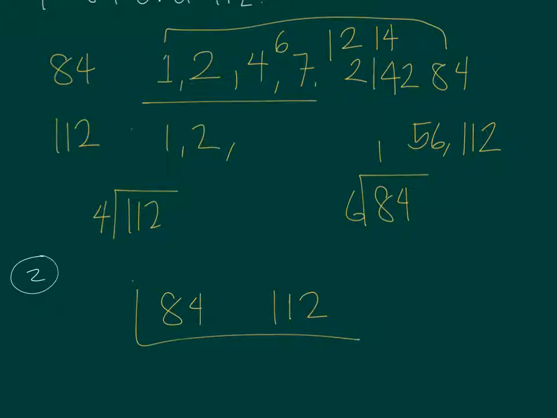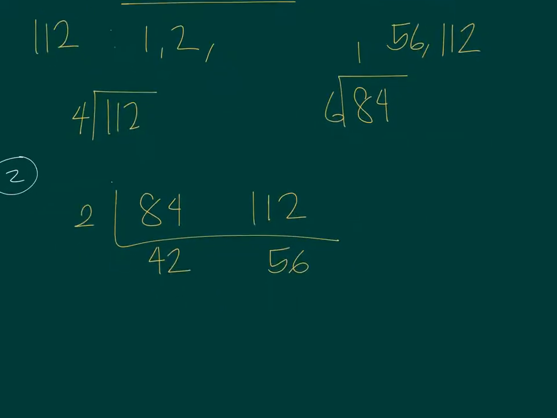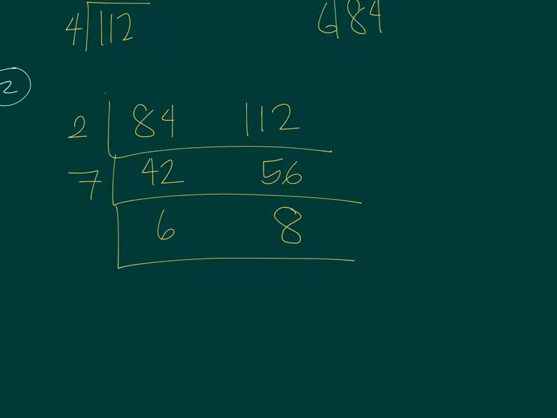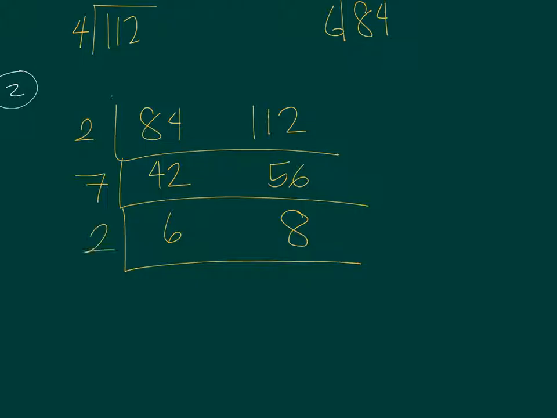So let's call this method number 2. We have 2 and we divide 84 by 2 is 42. 112 divided by 2 is 56. Then we continue the same process. We look for a divisor of 42 and 56. 7. This is 6 and this is 8, since 8 times 7 is 56. Looking at 8 and 6, a common factor is 2. So this will become 3 and this is 4.